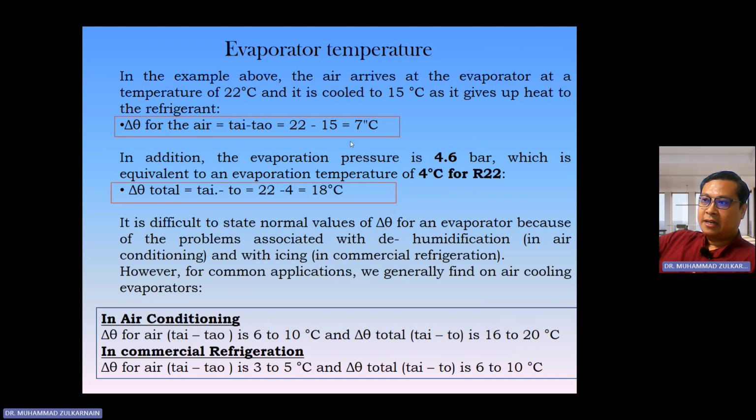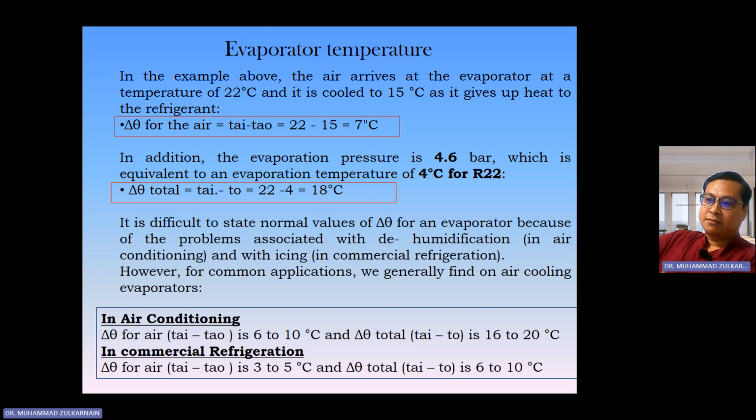So in the example above, the air at the evaporator at the temperature 22 degrees Celsius goes to 15 degrees Celsius, and gives up heat to the refrigerant. So delta theta for the air is around 7 degrees Celsius. In addition, the evaporation pressure is 4.6 bar as measured before, and the equivalent evaporation temperature is 4 degrees Celsius. So the total delta theta is the difference between 22 and 4 degrees Celsius, and the remainder is 18 degrees Celsius.